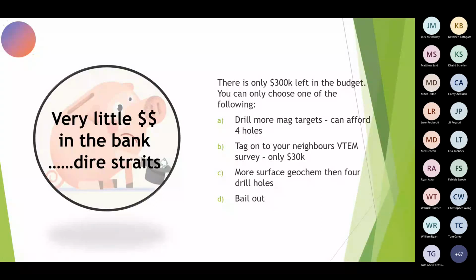Tag onto your neighbour's survey. That's what I would do. $30,000 is pretty cheap. Most airborne surveys cost about $300,000, right? But because they're flying next door, bonza, you just basically pay the line kilometre rate. Done.